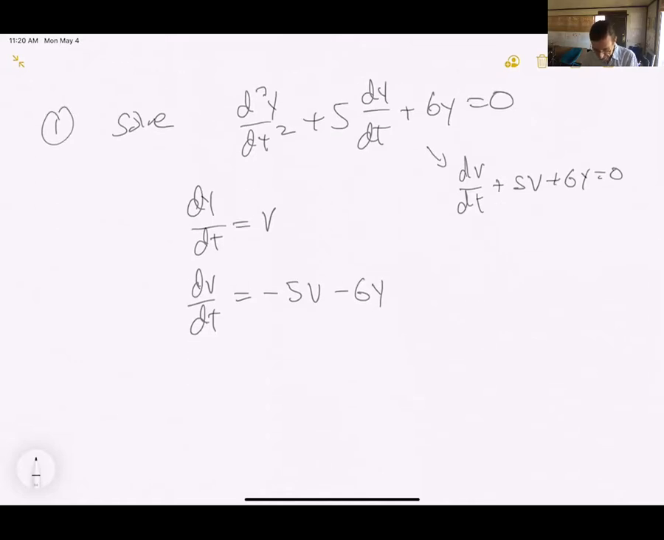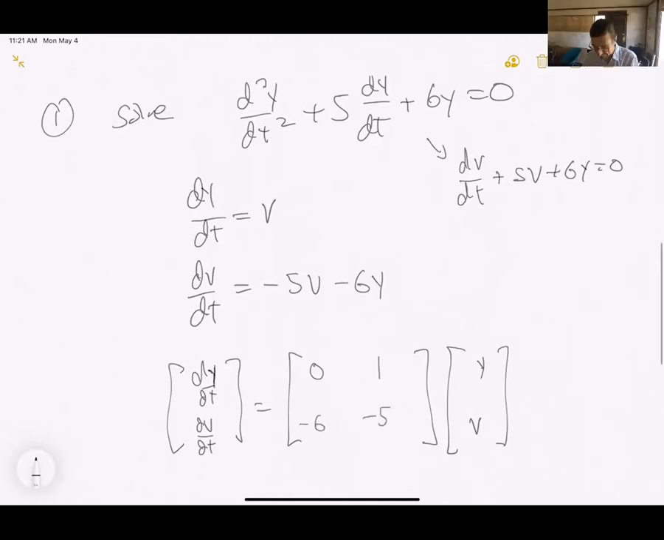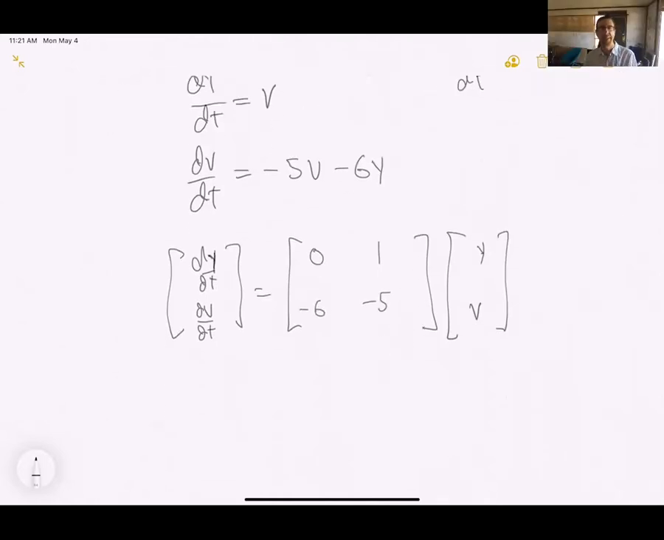How would I write that as a matrix? Be a little bit careful there. What matrix is it? Zero, 1, and then minus 6, minus 5. Good, perfect, good. All right, what's the next step?